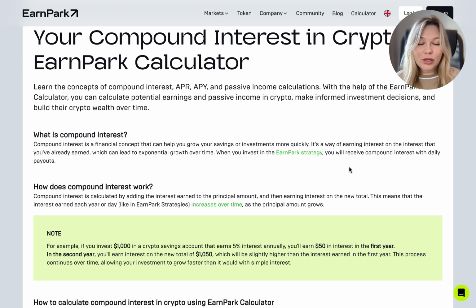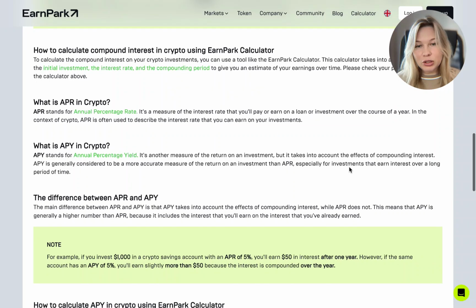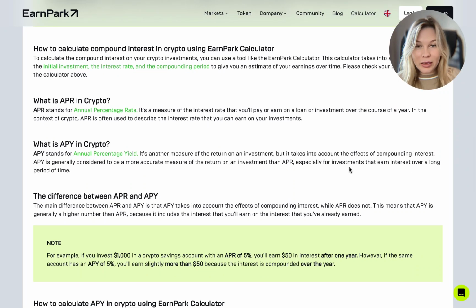Now, to fully understand your calculations, let's quickly go over some important terms. APR. This is the annual interest rate without accounting for compounding. APY is the annual percentage yield, and this includes the effects of compounding and shows you how much your investment can truly grow over time. Let's not forget compound interest, which is the key to long term growth. This means that you earn interest not just on your initial investment, but also on the interest you've already earned.